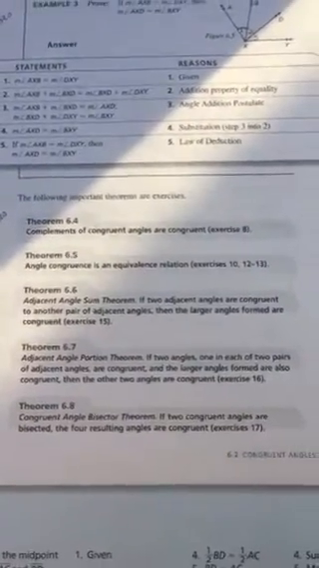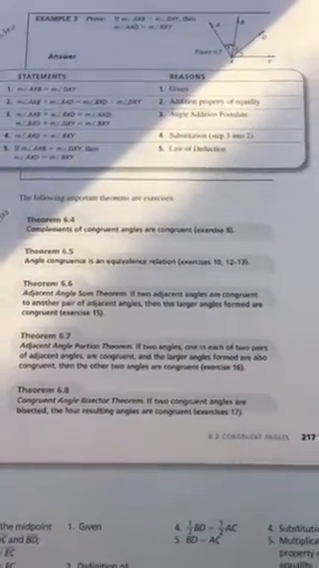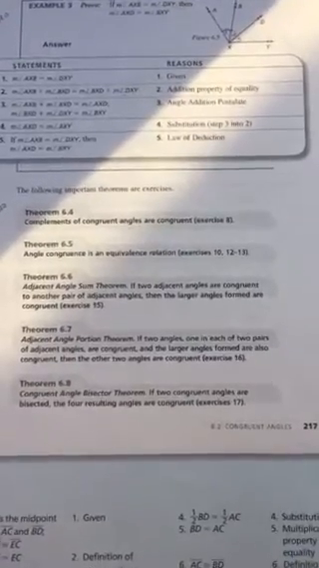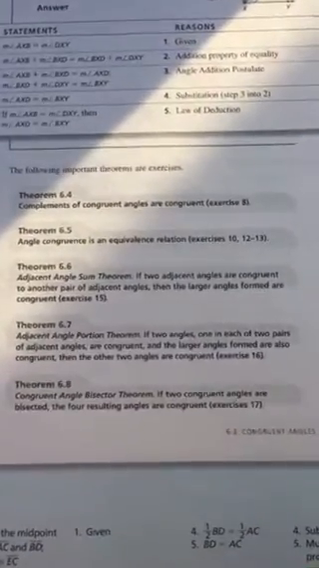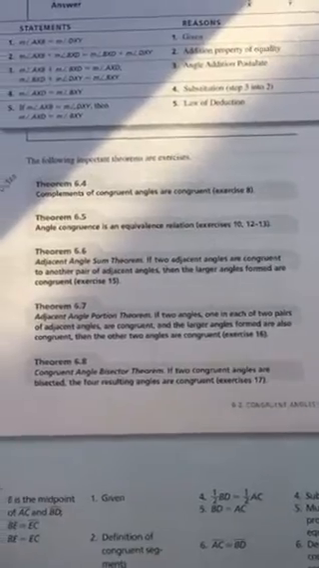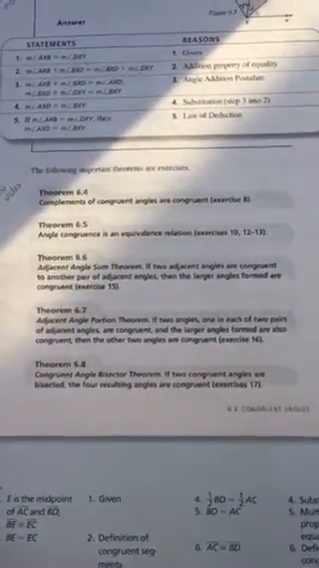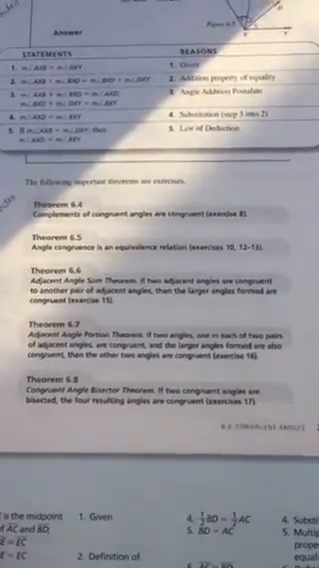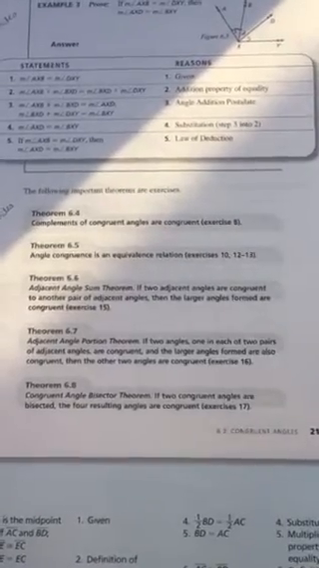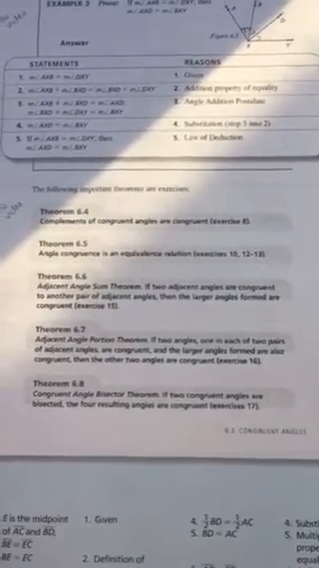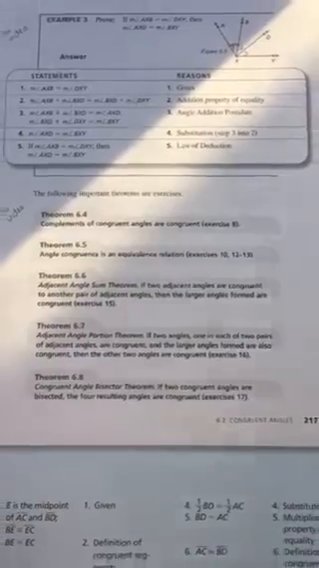Hi guys, we are working on section 6.2 on page 217. We are looking at theorems 6.4 through 6.8. I'm just going to do some diagrams to give you guys a visual for what each of these theorems is talking about. So theorem 6.4 says complements of congruent angles are congruent.